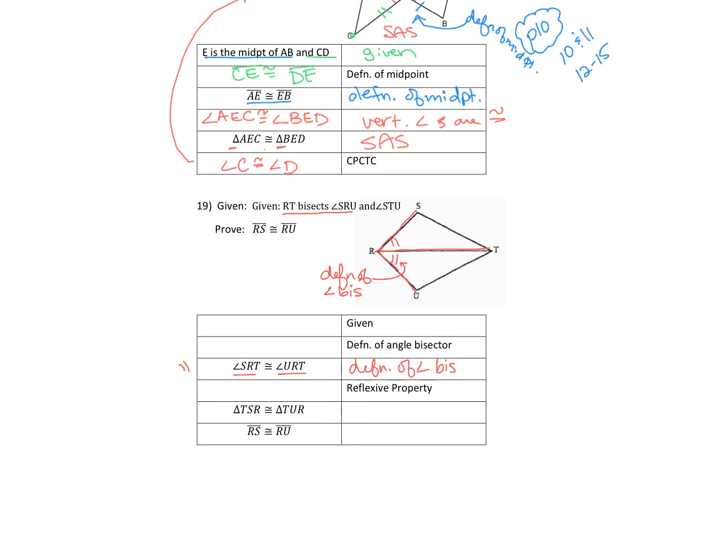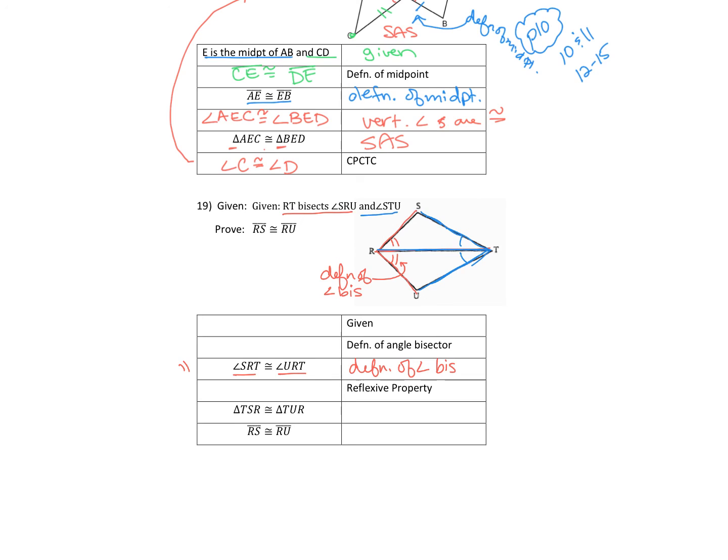But I'm not supposed to fill that stuff in until I'm done with step 1. Step 1 was to mark my given. So I still haven't marked my STU. So STU is this big angle over here. Again, if RT is bisecting it, that means the 2 halves are equal. The 2 halves are congruent. That's the definition of an angle bisector.